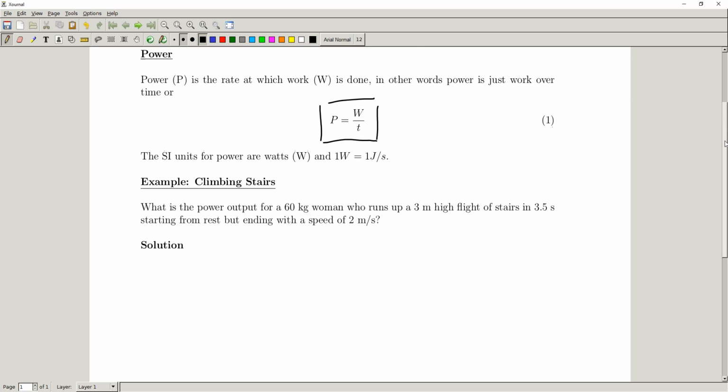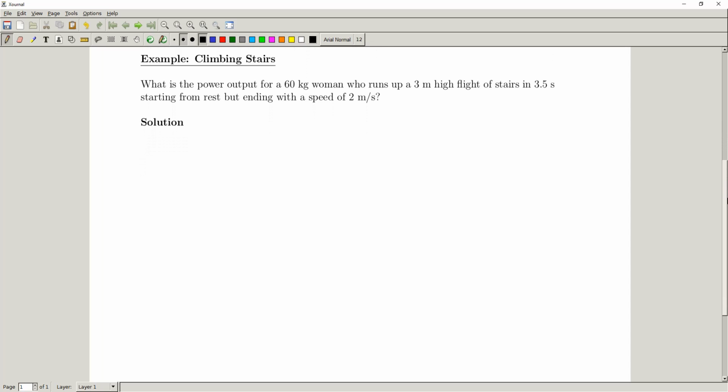Okay. And so the easiest way maybe to take a look at this will just be to do an example. So let's do an example here. In this example, we're going to be taking a look at this system here. So what is the power output for a 60 kilogram woman who runs up a 3-meter high flight of stairs in 3.5 seconds, starting from rest, but ending with a speed of 2 meters per second?